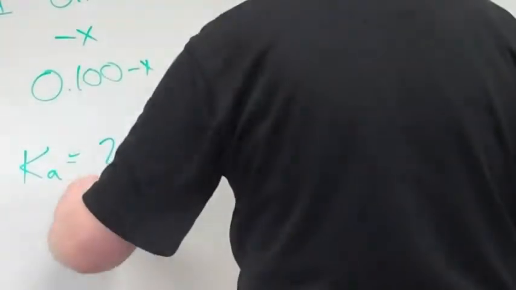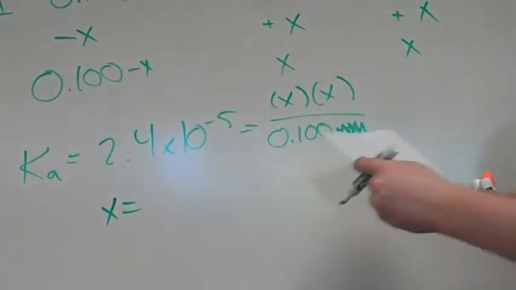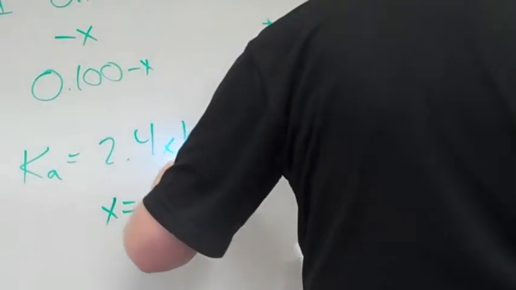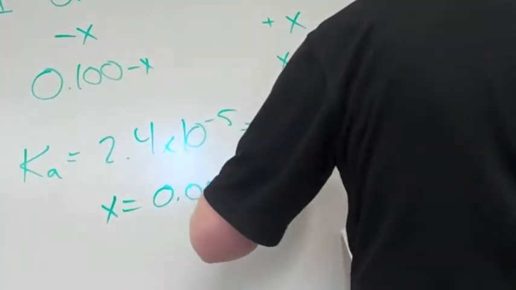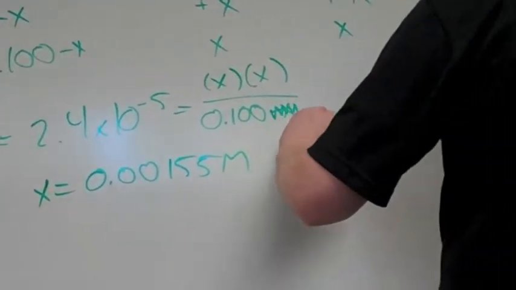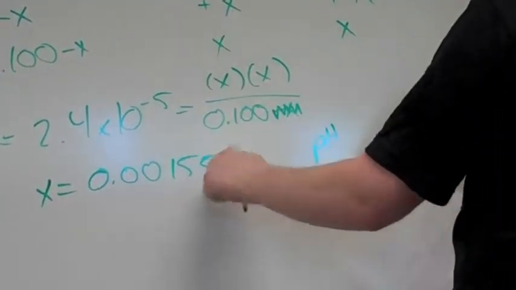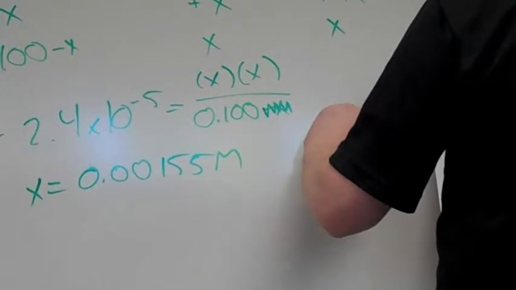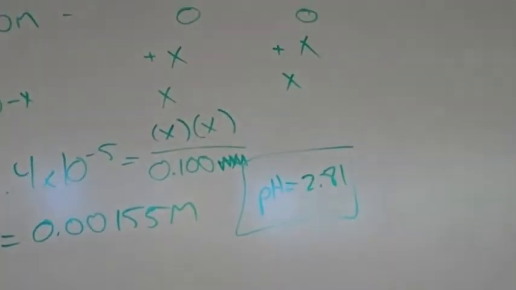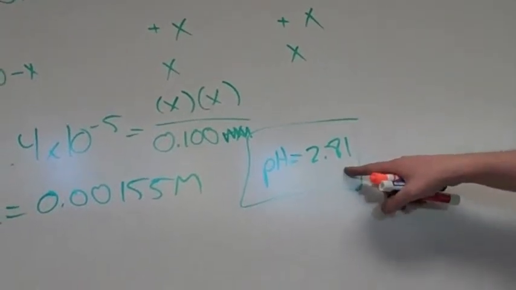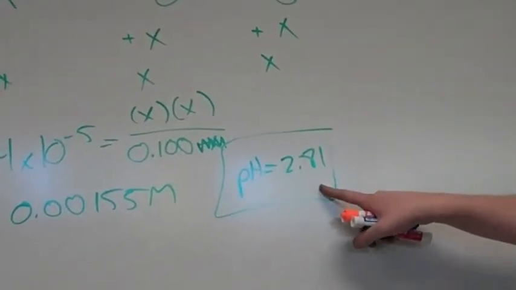If we solve for X, we get X is equal to 1.55 times 10 to the minus third molar, and then the pH, by extension, we take the negative log of that, and the pH is going to be 2.81. And that is part A. Before the titration has begun, the pH of the solution is 2.81.